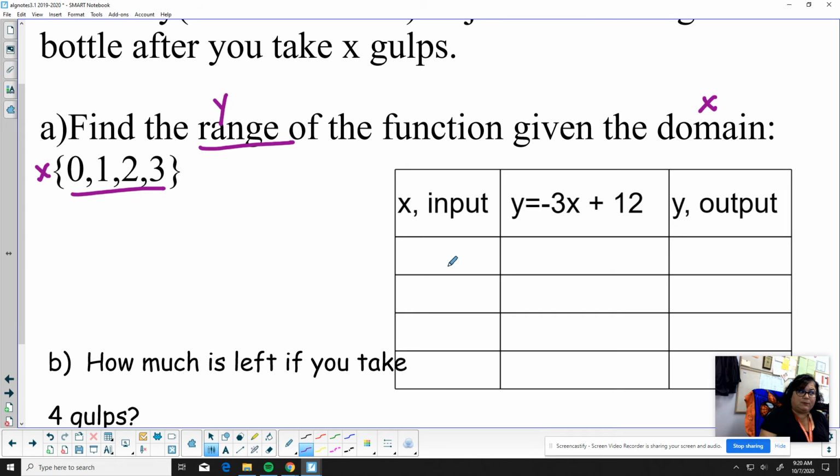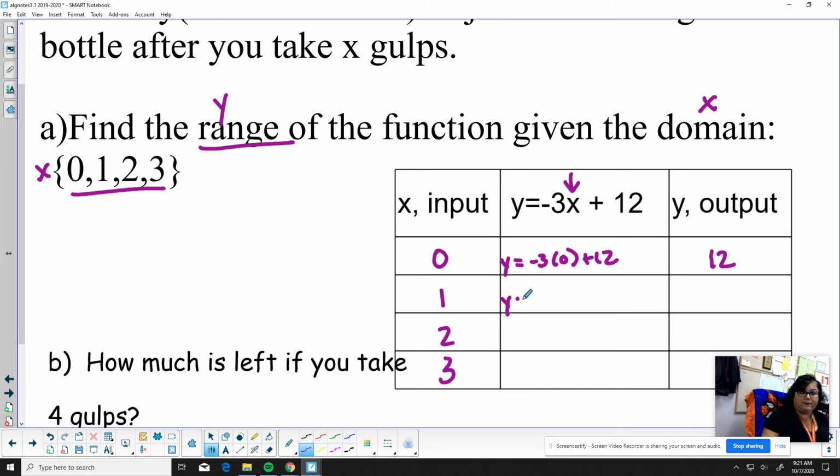I'm going to make myself a table. So in the table, I put 0, 1, 2, and 3. And I have to plug that in place of x. So I'm going to write y equals -3 times 0 plus 12. So you'll use your calculator and type that in, and you'll get 12. So if I take 0 gulps, I have 12 ounces of juice left. That's what those stand for.